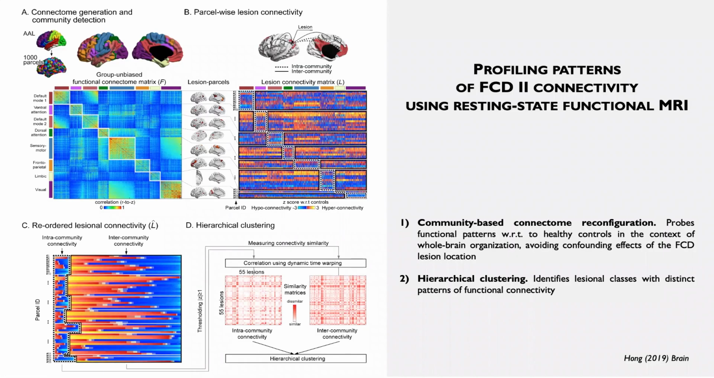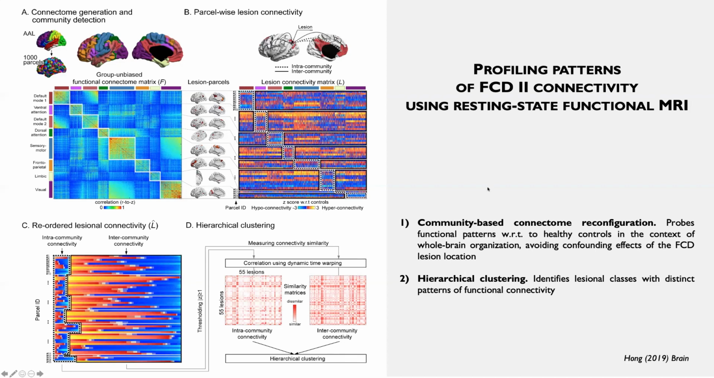In this study, we profiled patterns of lesional connectivity in FCD using functional MRI. Notably, a limitation to studying FCD connectivity has been the fact that lesions are located anywhere across the brain, which makes it difficult to generalize findings. To overcome this challenge, we have devised a connectivity-based framework that combines resting state fMRI with cluster analysis.